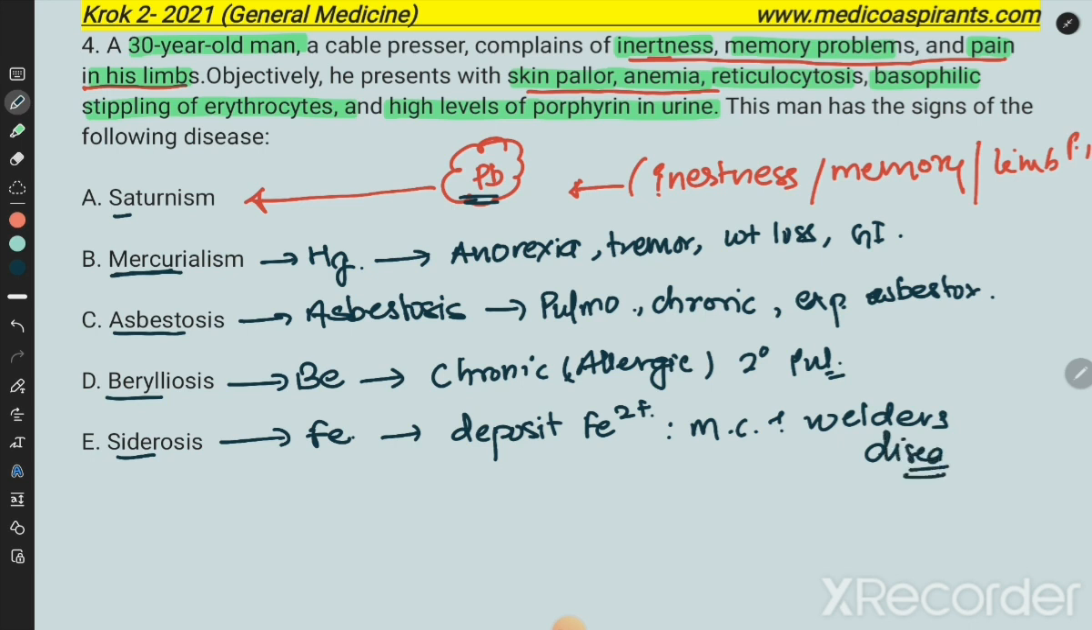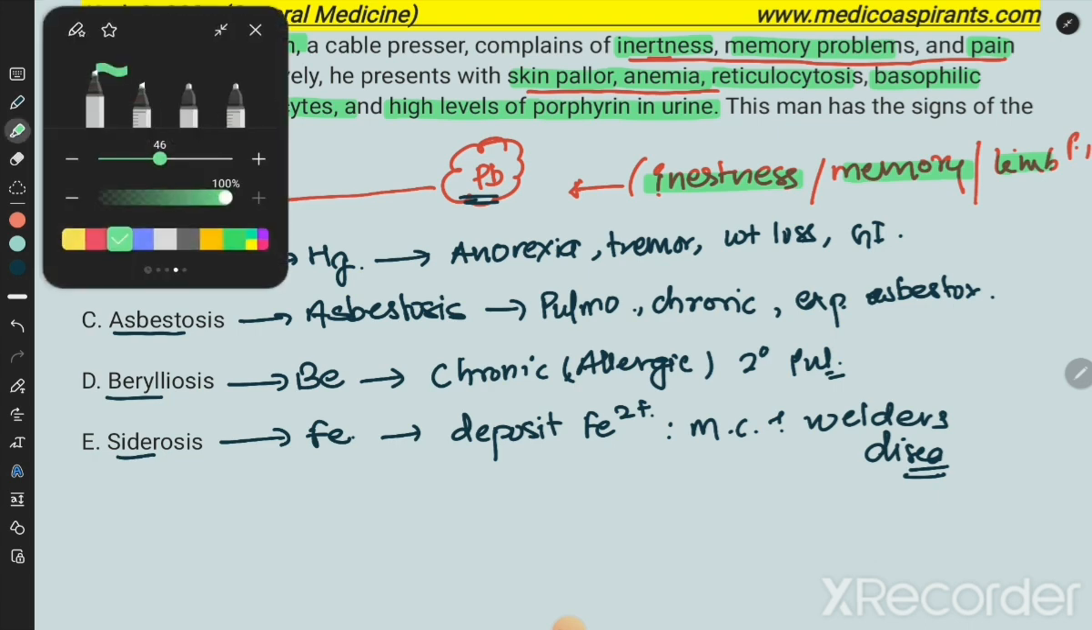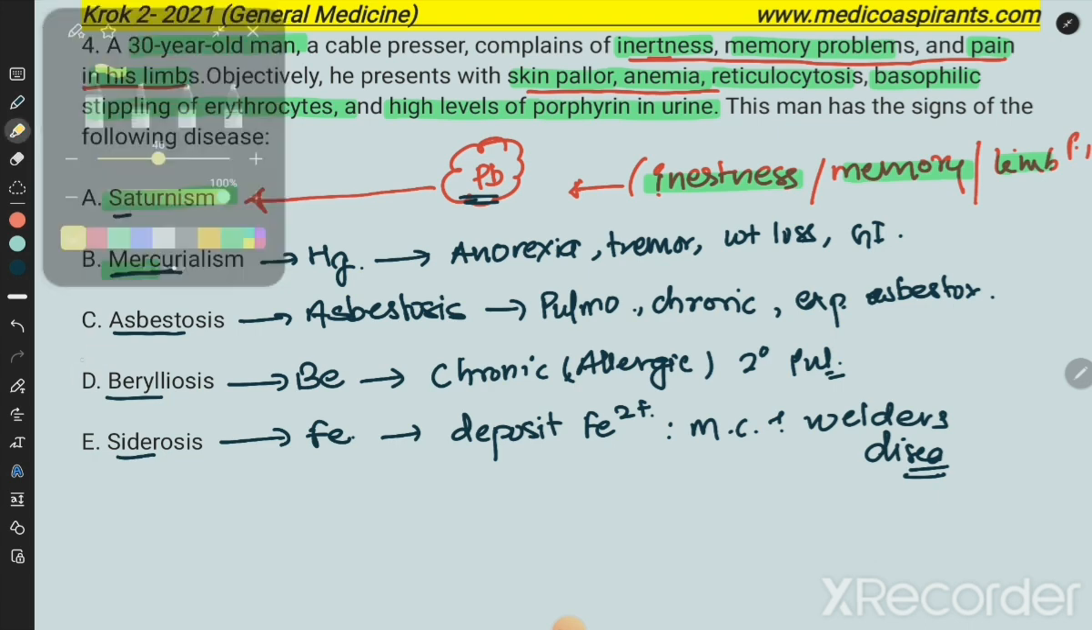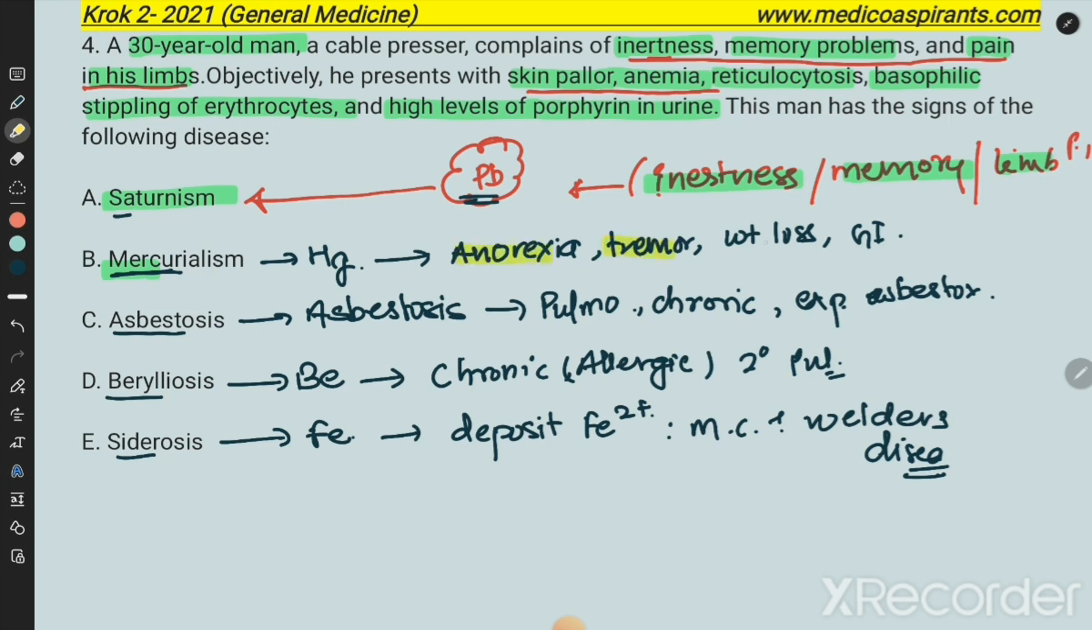Okay. So saturnism stands for inertness, memory problem, and limb problem. In mercury poisoning, you will have anorexia, tremor, weight loss. In asbestosis, there is a pulmonary condition, chronic exposure to asbestos, and beryllium, chronic exposure to beryllium, secondary pulmonary. Siderosis, where there is deposition of iron, most commonly welder's disease. Okay, now move to the next question.